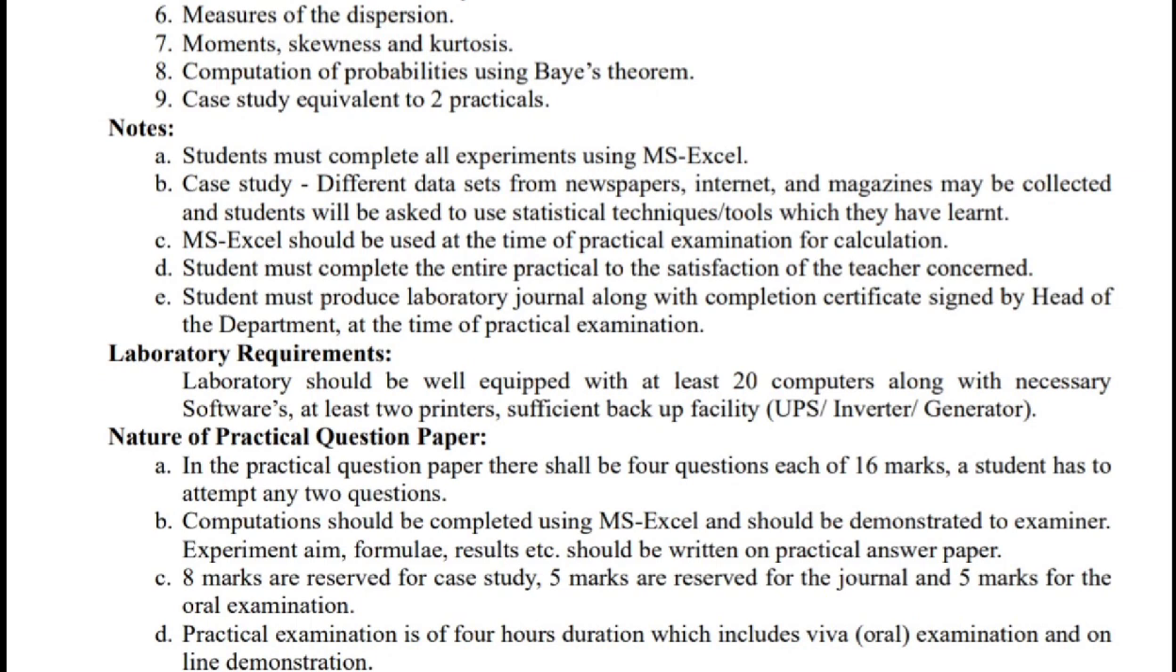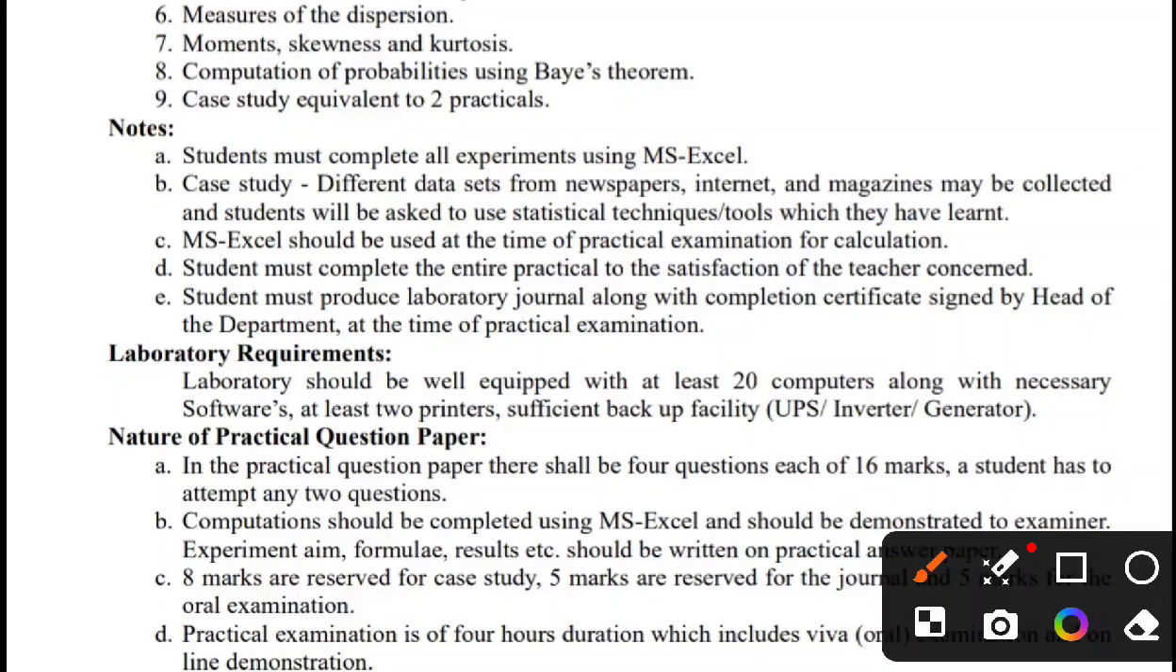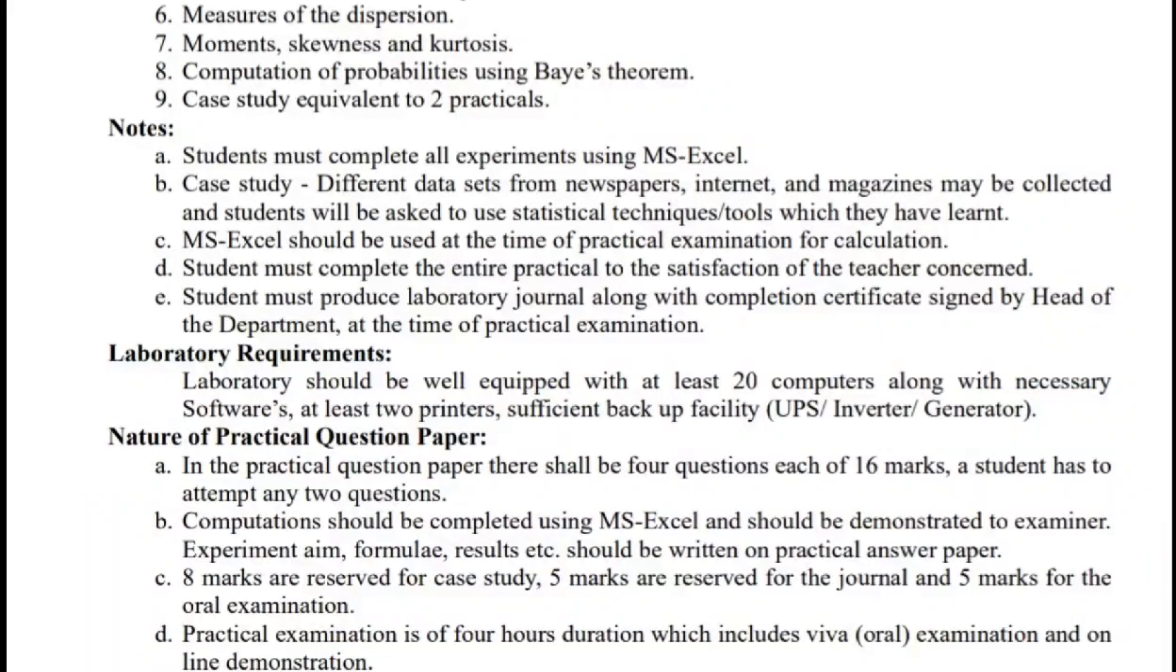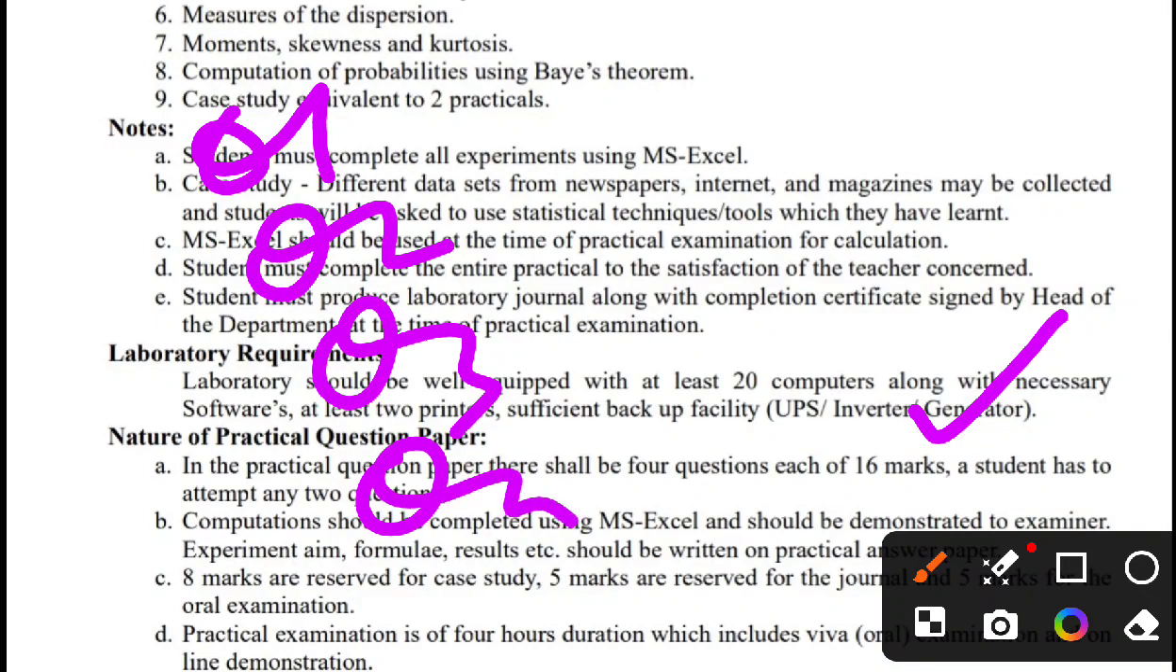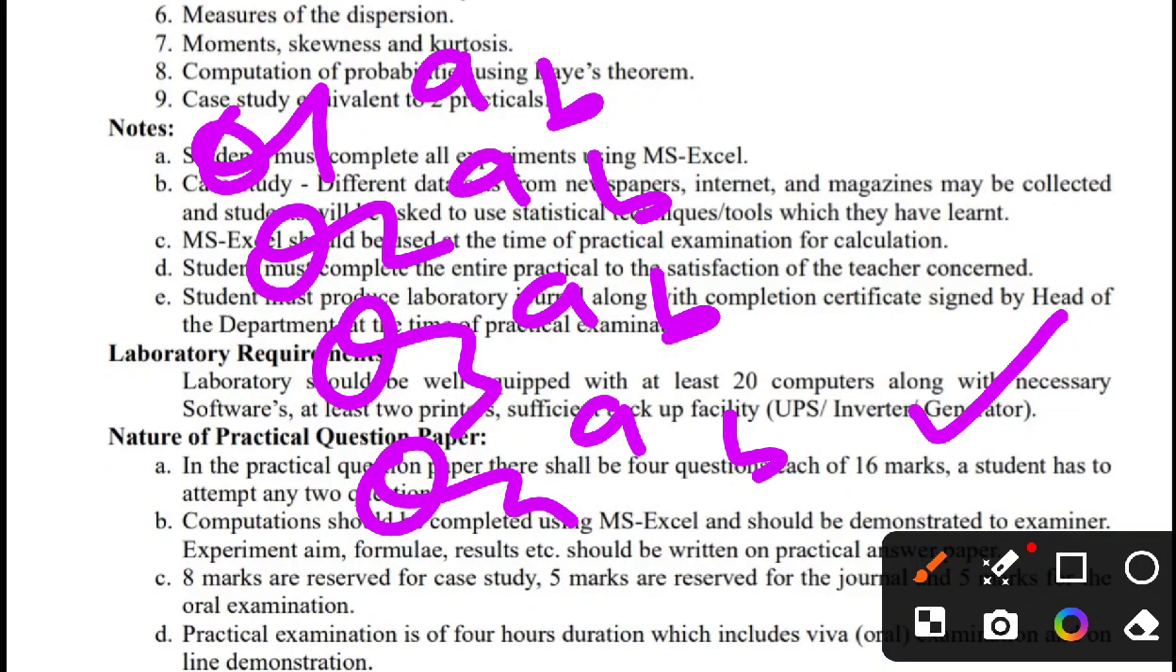The next is the nature of the question paper. This is mentioned here. In the practical question paper, there shall be 4 questions, each of 16 marks. There are question number 1, question number 2, question number 3 and question number 4. Question 1 is subdivided into A and B. Question 2 is also subdivided into A and B. Question 3 is divided into A and B, and 4 is divided into A and B.